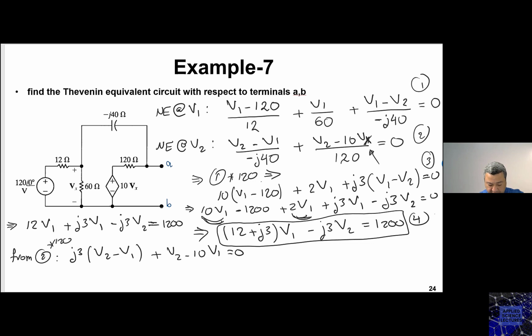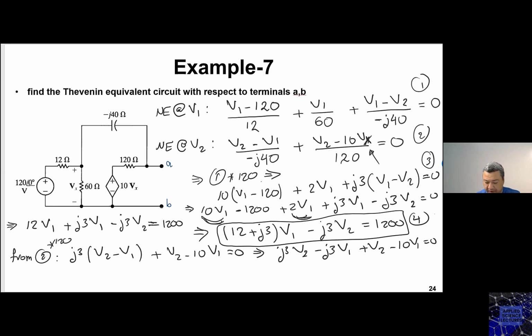So if I distribute the J3, I have J3 V2 minus J3 V1 plus V2 minus 10 V1 equals 0.